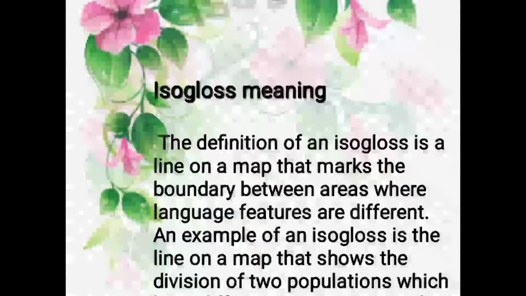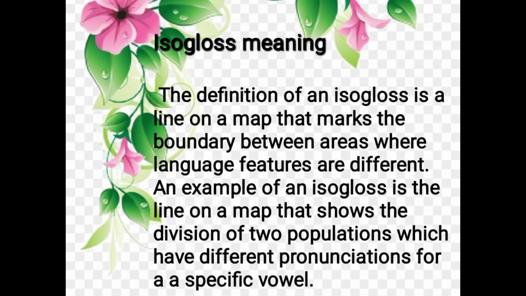Isoglosses. An isogloss is a line on a map that marks the boundary between areas where language features are different. An example of an isogloss is a line on the map that shows the division of two populations which have different pronunciations for a specific vowel.